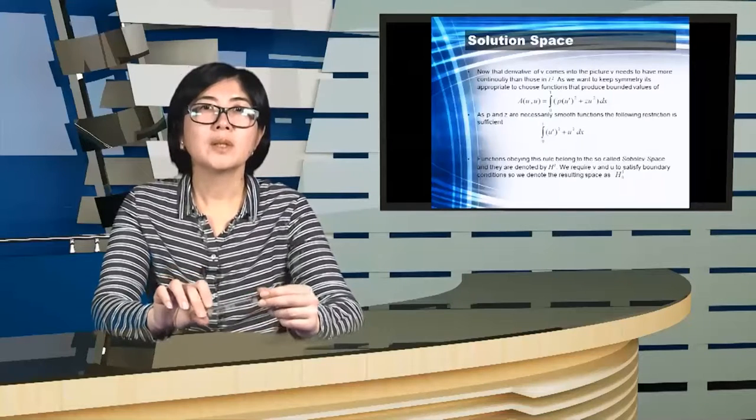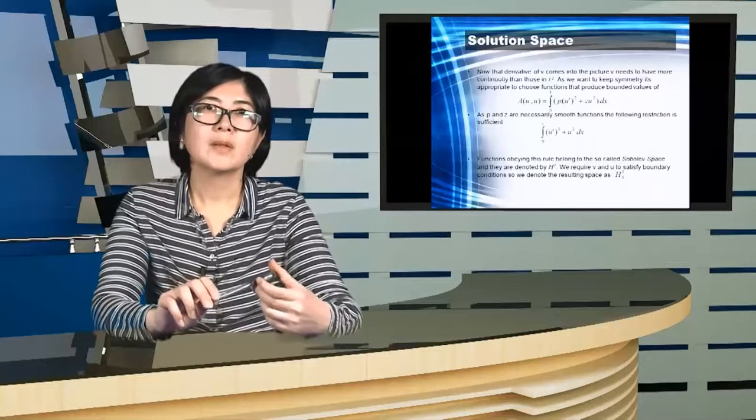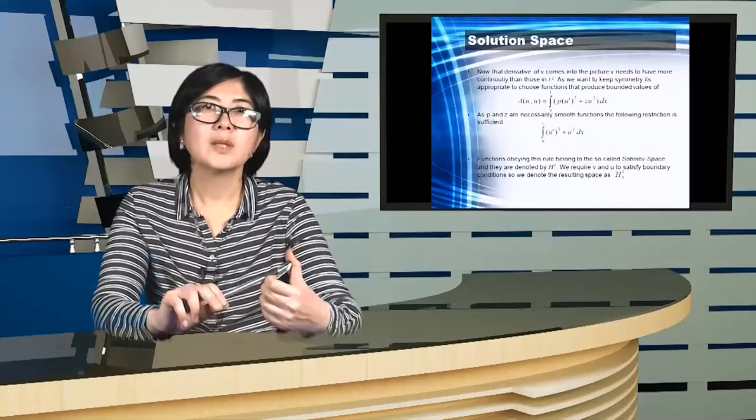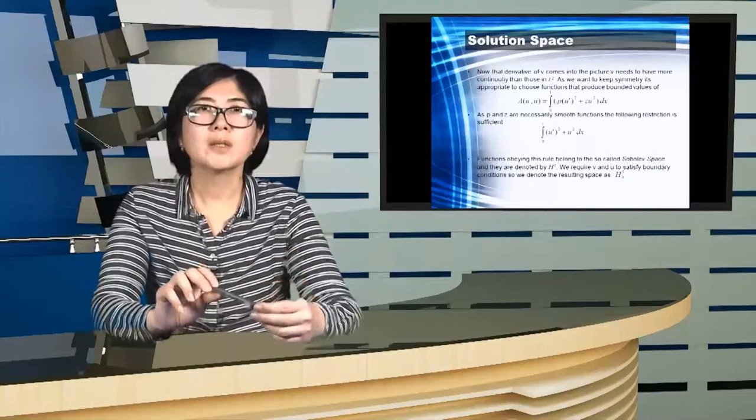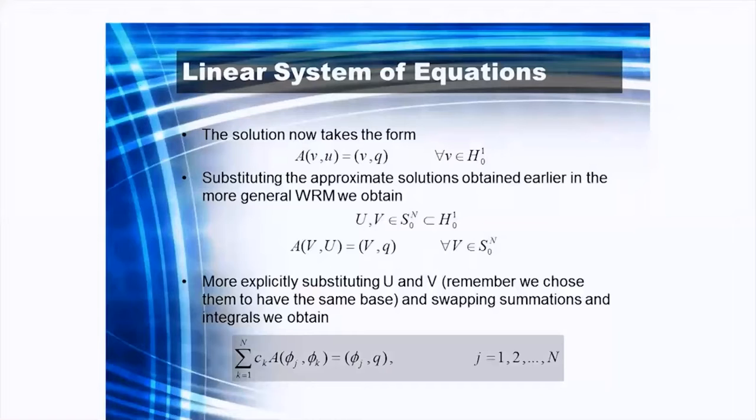Functions obeying the rule belong to the so-called Sobolev space, and they are denoted by H1. We also require V and U to satisfy boundary conditions, so we denote the resulting space as the next equation. The final form of the problem becomes the next. Finally, substituting again the approximate solutions u and v, we obtain the next equation.